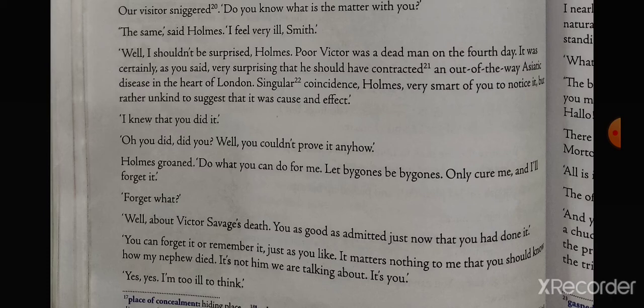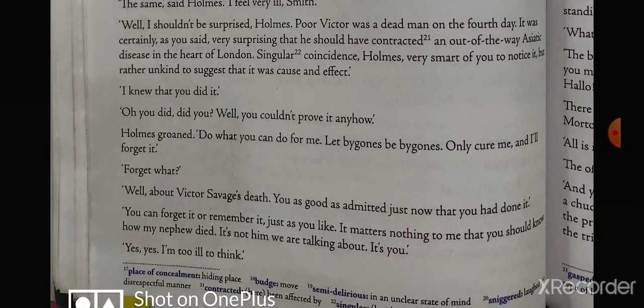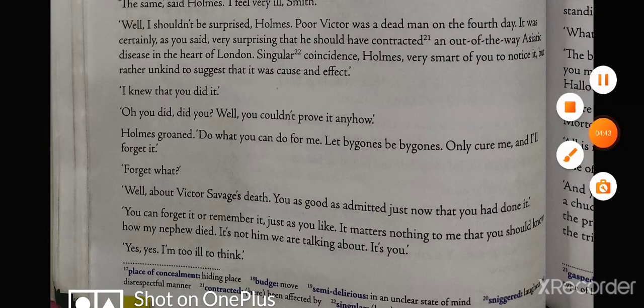You can forget it or remember it just as you like. It matters nothing to me that you should know how my nephew died. It's not him we are talking about, it's you. Yes, I am too ill to think. And now he says that he does not care whether you say the truth or not, but he knows that we're not talking about the dead person. So this Victor person is the nephew of Mr. Culverton Smith. Coming on to the next page.